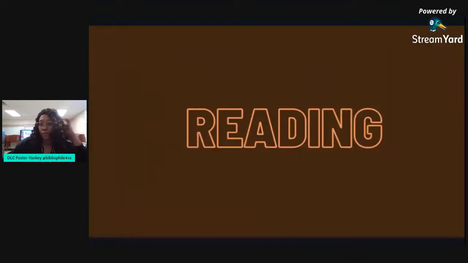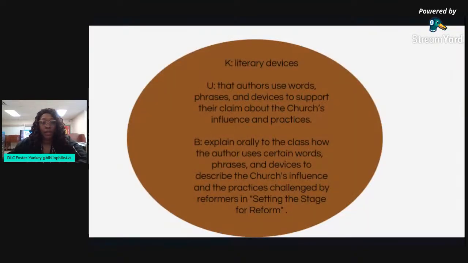Okay, so we're going to start with the first component, which is reading. The CUB for reading is students will know literary devices. They will understand that authors use words, phrases, and devices to support their claim about the church's influence and practices. And they'll be able to explain orally to the class how the author uses certain words, phrases, and devices to describe the church's influence and the practices challenged by reformers in Setting the Stage for Reform.